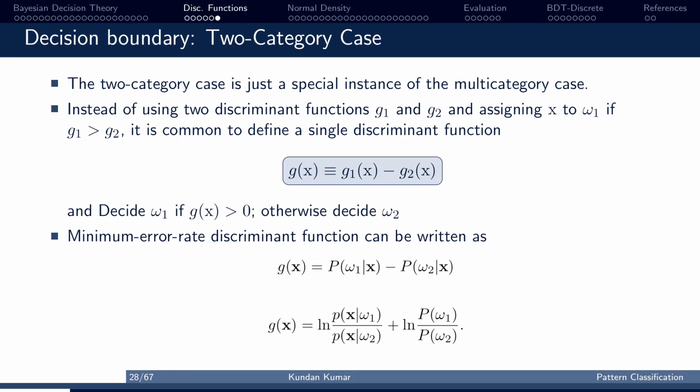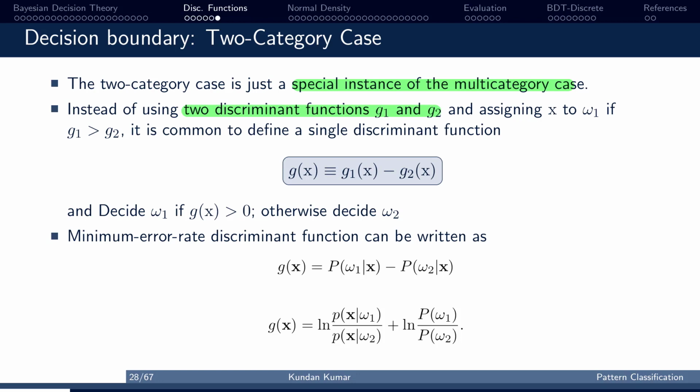Now we are going to discuss the decision boundary, and here we will discuss the two category case, which is a special instance of the multi-category case. You have seen that we have defined discriminant functions for individual classes if we have a C class problem. Here we have the two class problem, so we can define two discriminant functions g1(x) and g2(x).